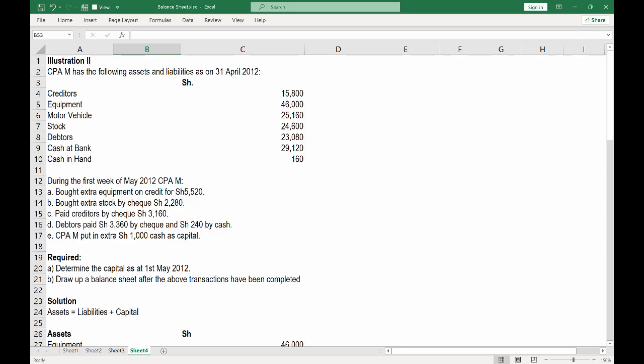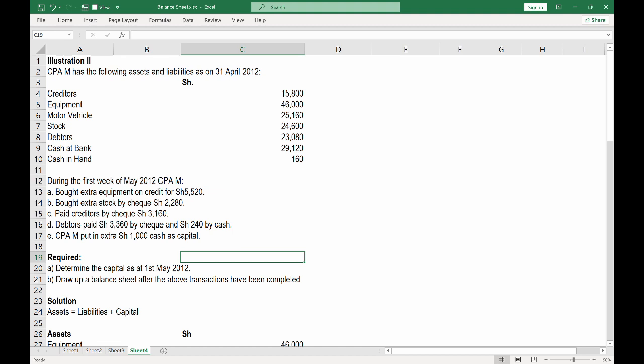Again, let's look at illustration 2. CPM has the following assets and liabilities as at 31st April 2012. So you have the creditors, equipment, motor vehicle, stock, debtors, cash at bank, cash in hand. During the first week of May 2012, CPM bought extra equipment on credit for 5,520. Also bought extra stock by cheque for 2,280. Paid creditors by cheque for 3,160.